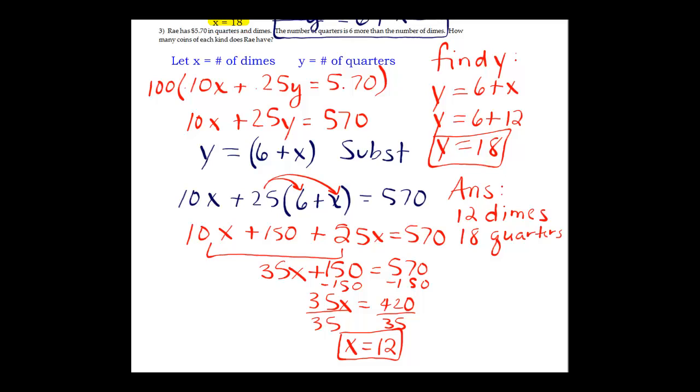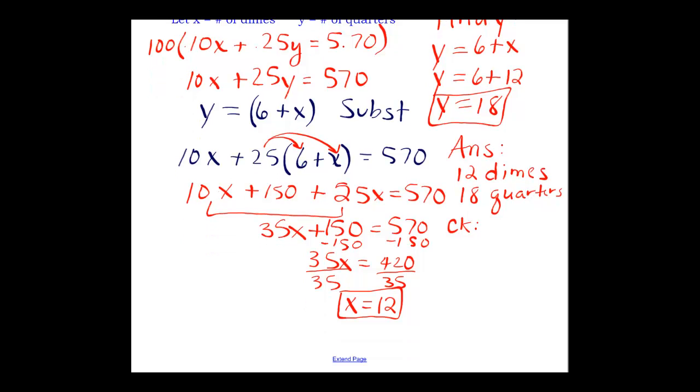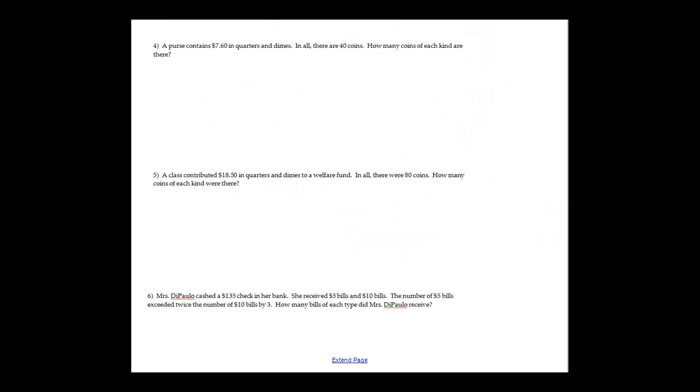Do a quick check and I'll leave you to do that. So you'll do your quick check. 12 times 10 cents plus 18 times 25 cents better equal $5.70. So double check that. And I think you guys can do 4 and 5. So good luck.